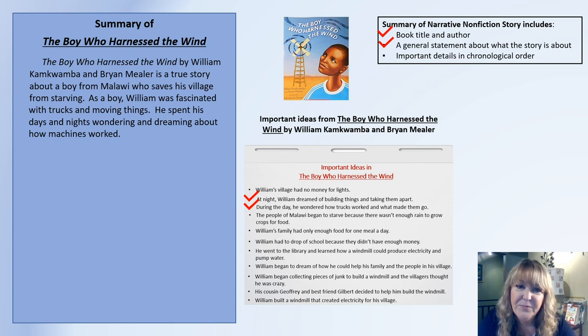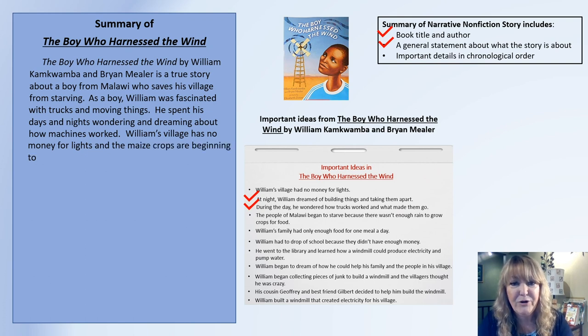When I was looking at the list of important ideas, one of the ideas that I haven't included yet in the summary is this idea that William's village had no money for lights. I really wasn't sure how to start the summary with that as one of the main things, but I do think it is important. It made some sense to me that we might want to combine that with the idea that not only did they not have money for lights, but their crops were beginning to dry up because they didn't have enough water. So I thought we could put those together in the same sentence. William's village has no money for lights, and the maize crops were beginning to dry up because they didn't have enough water.